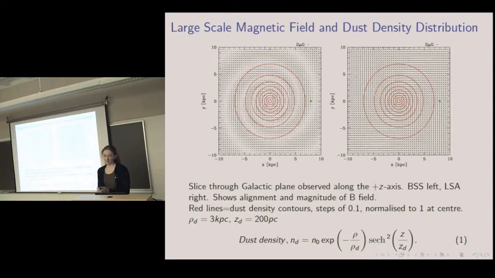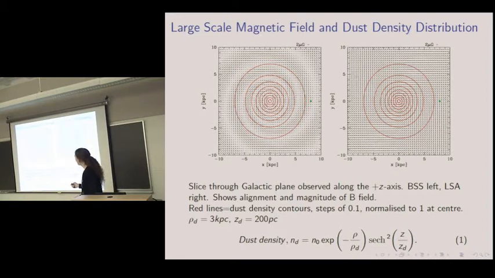Okay, so there's also the details of the large scale magnetic field and the distribution of dust and cosmic ray density. So these two figures here show two popular magnetic field models. On the left is the isometric spiral model, and on the right is the logarithmic spiral model. And you can see quite big differences between the two in terms of modulation of the field in the spiral arms of the galaxy, which this one attempts to model.